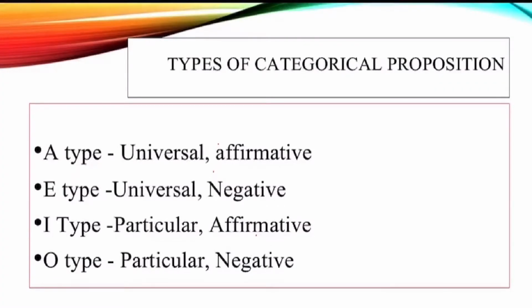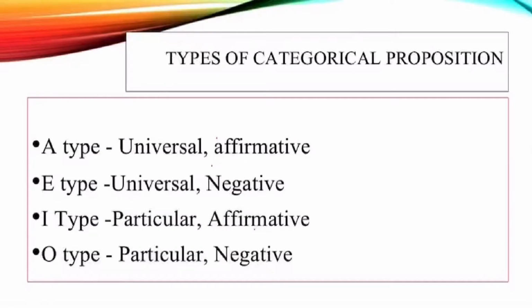E-type, universal negative. Here the quantity is universal, quality is negative. Again, this is a proposition which applies to all the members of the subject group. If I say no student is attentive, if there is a statement like this, then it comes under E-type proposition. Third is I-type. In I-type, the quantity is particular and the quality is affirmative. If there is a statement like some students are attentive, then that is an example for I-type proposition.